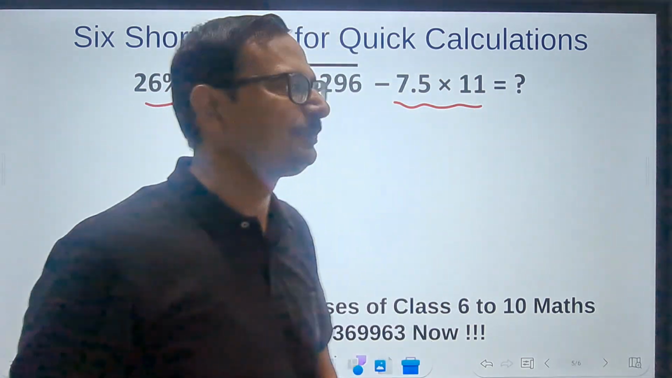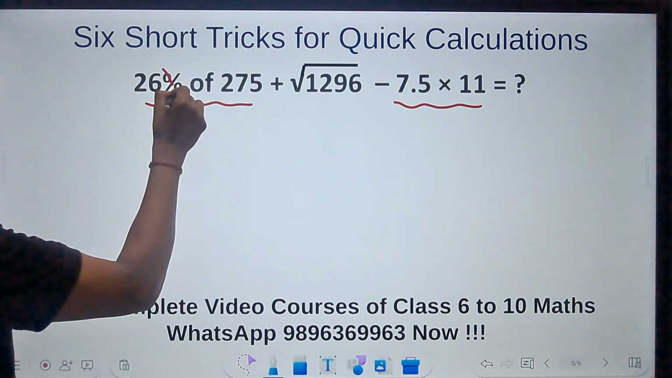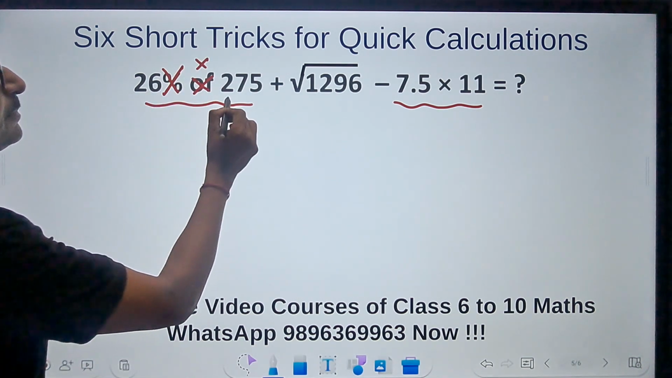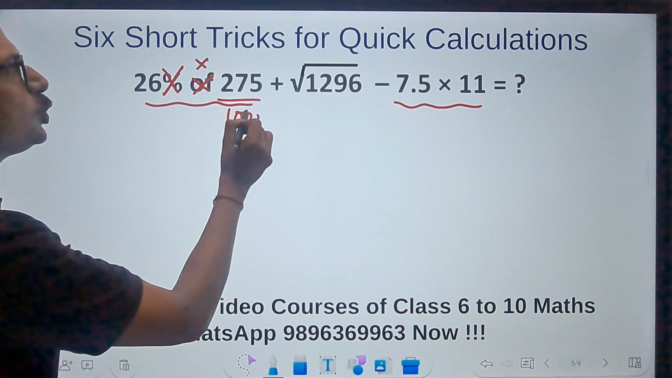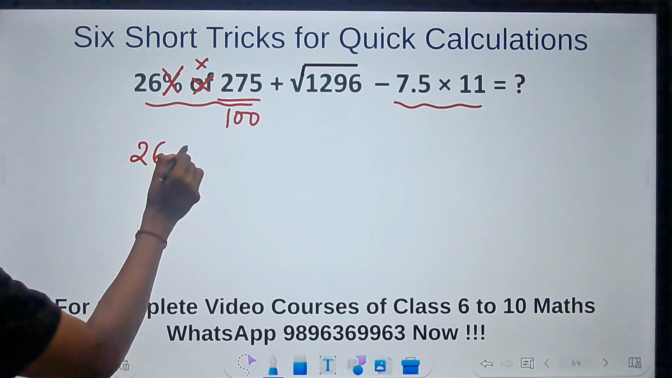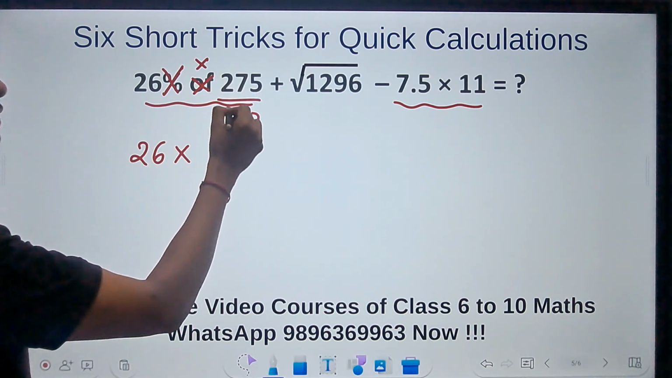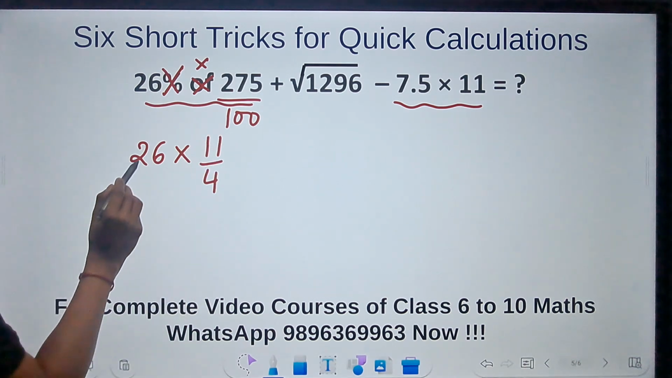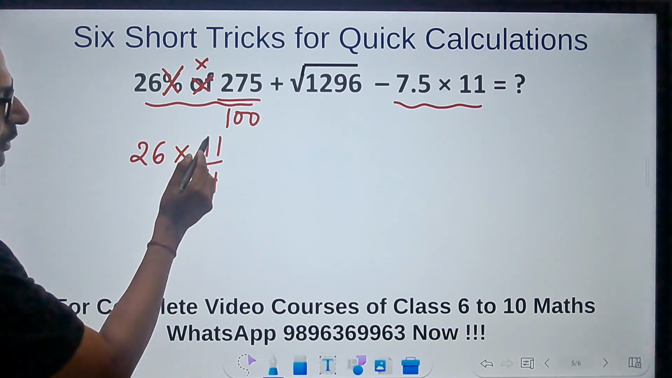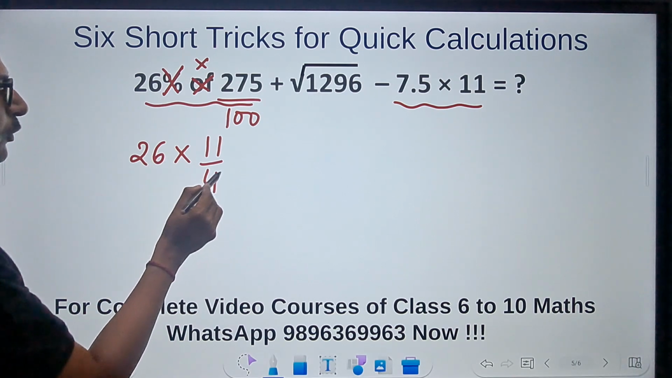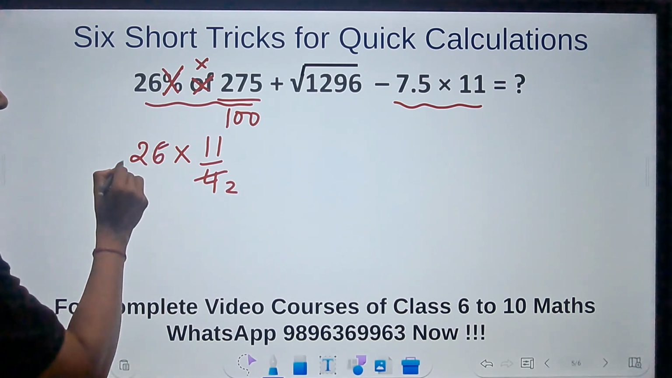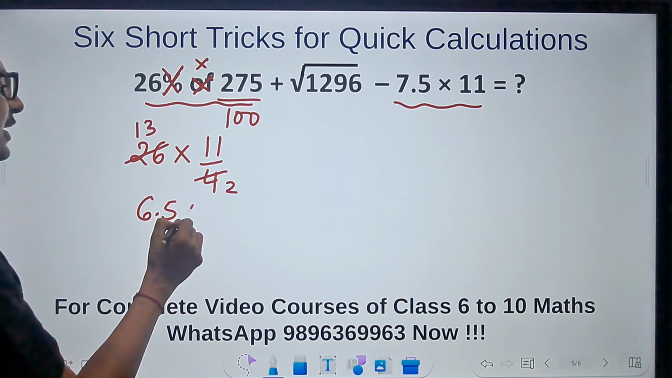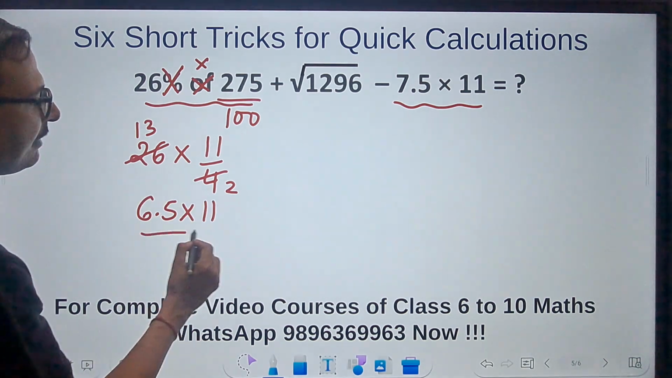I'll show you how. If you remove the percentage sign, of becomes multiply and percentage means upon 100. Now 275 upon 100 is actually, if you remove the common factor 25 between them, it is 11 upon 4. And 11 upon 4, you don't convert them into decimal. 4, this is 2 and this is 13, and 13 divided by 2 is 6.5. Look at this is 6.5 into 11.